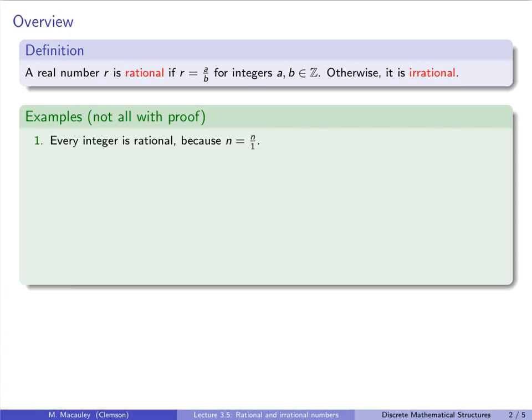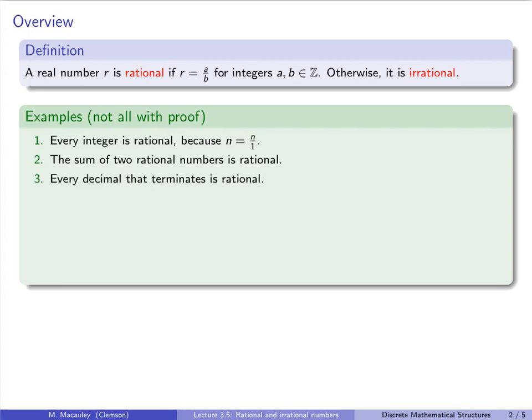To begin, every integer is rational because n equals n divided by 1. The sum of two rational numbers is rational. I'll actually prove this on the next slide. Every decimal that terminates is rational. For example, 1.234 is just 1 plus 234 over 1,000, or just 1234 divided by 1,000. Not a proof, but an example that should illustrate how a proof would work.